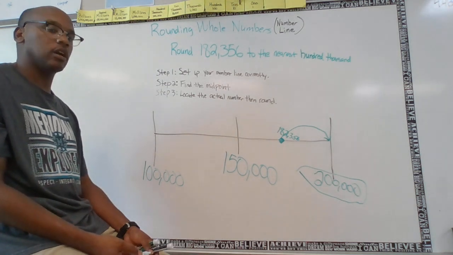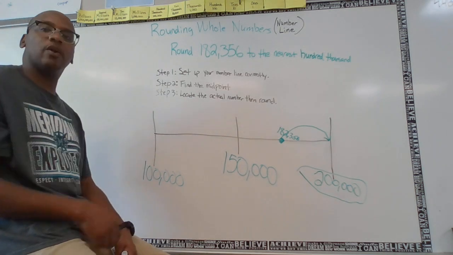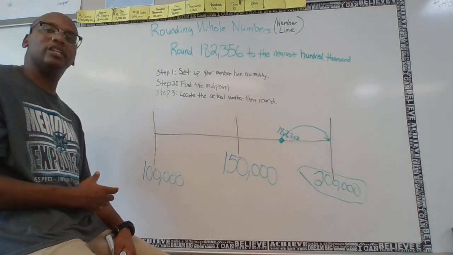So the place value chart and the number line are very similar to each other when it comes to rounding. Again, this is a quick follow-up lesson on this same number being rounded to the 100,000s, but using a number line.